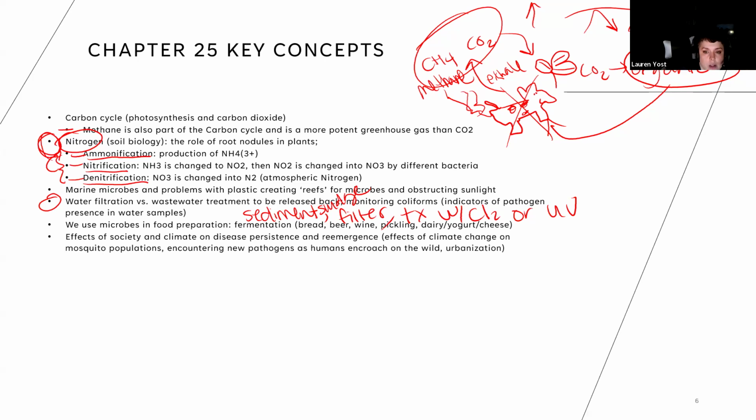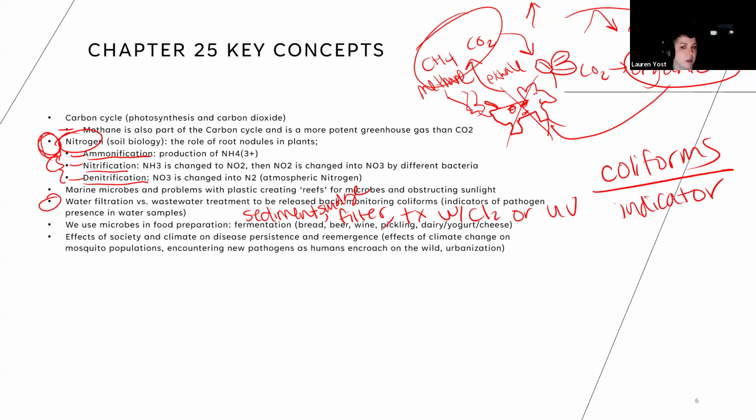So one of the ways that we do that is we check for something called fecal coliforms. And coliforms are indicator bacteria. They themselves might not be pathogenic, at least not to otherwise healthy people. But if they got into your water sample, then the pathogens could get there. So they indicate to us that pathogens could get through our filtering process. And so we monitor that pretty regularly in order to make sure that the water that we are releasing back into the environment, or that we're drinking or washing with or whatever, doesn't have the potential to have pathogens in it.